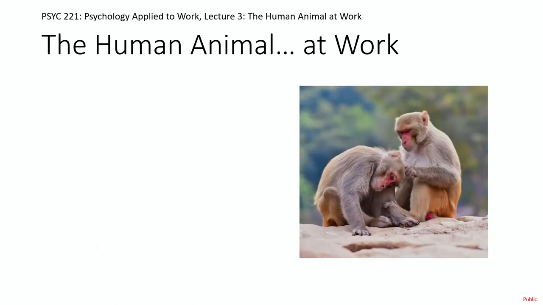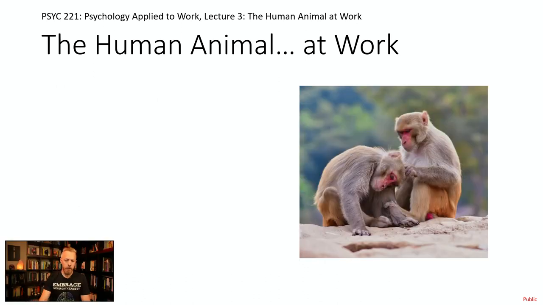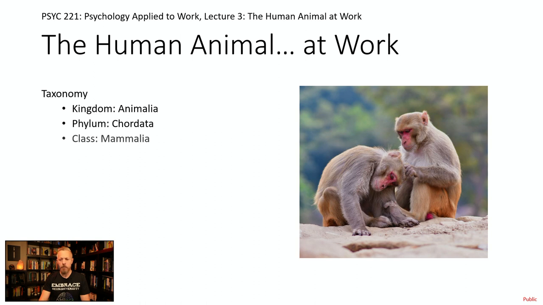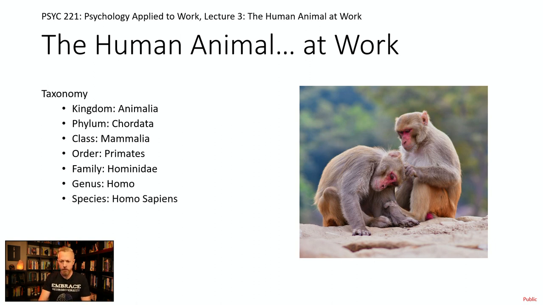Okay, as a reminder, just in case you had forgotten, humans are animals, and we do have a taxonomy. We're in the animal kingdom. We're vertebrates, mammals, primates, hominids, the genus Homo and the species Homo sapiens. And that means technically, among the primates, you've got things like monkeys and lemurs and apes.